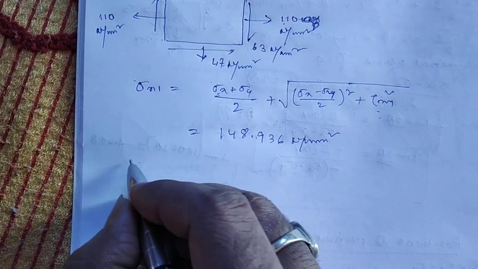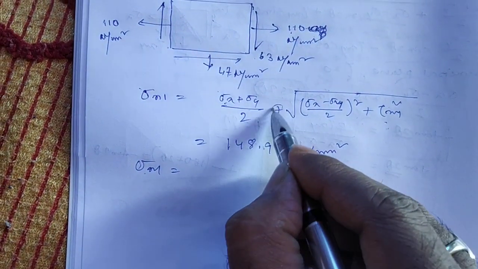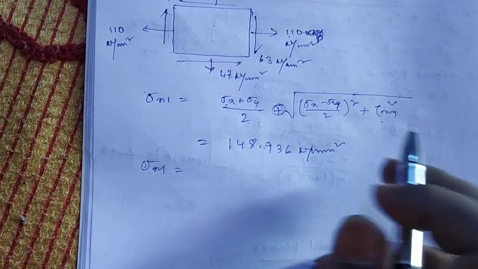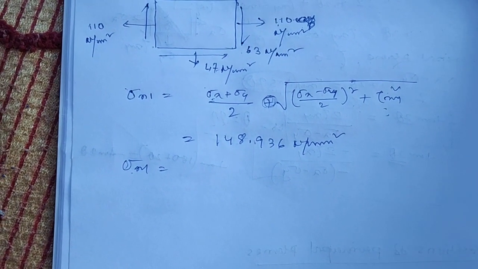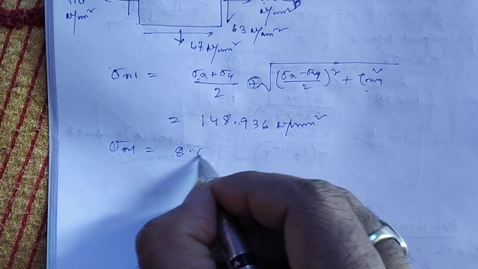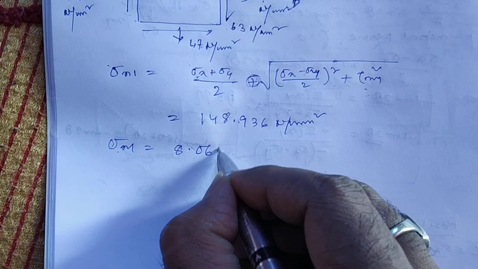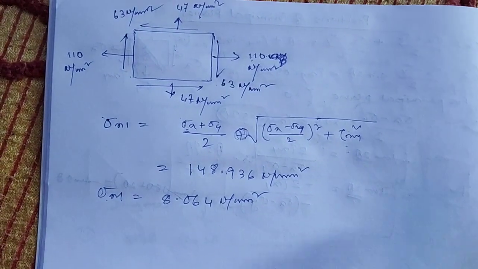For the second case also, similarly, if you put the values, there will be only a negative sign, and the other portion will remain the same. So this value will come to 8.064 Newton per millimeter square. Simply put the values and we will get that.